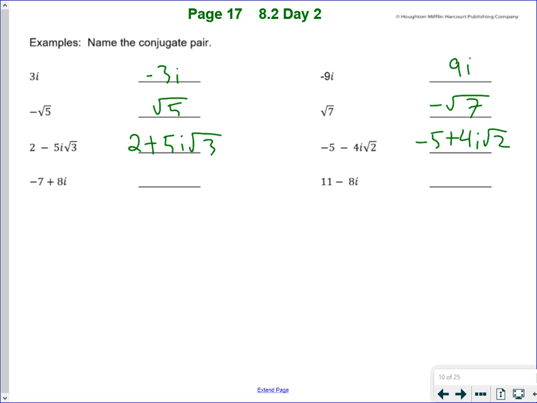And something we can realize with these last two examples is that the only sign we're changing is the one right next to the i and the square root. That's the only sign that changes between the conjugate pairs, and we're not going to change the sign of the coefficient before it. So right here we have negative 7 plus 8i. That's going to be negative 7 minus 8i. That's its conjugate pair. We do not mess with the first term. We only mess with the sign in front of the i or the square roots. So 11 minus 8i becomes 11 plus 8i.